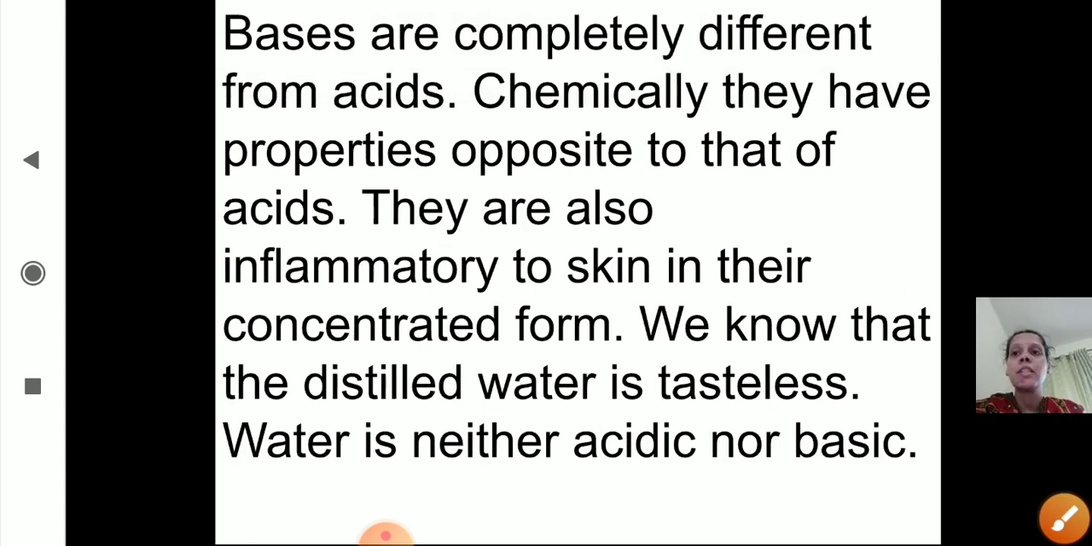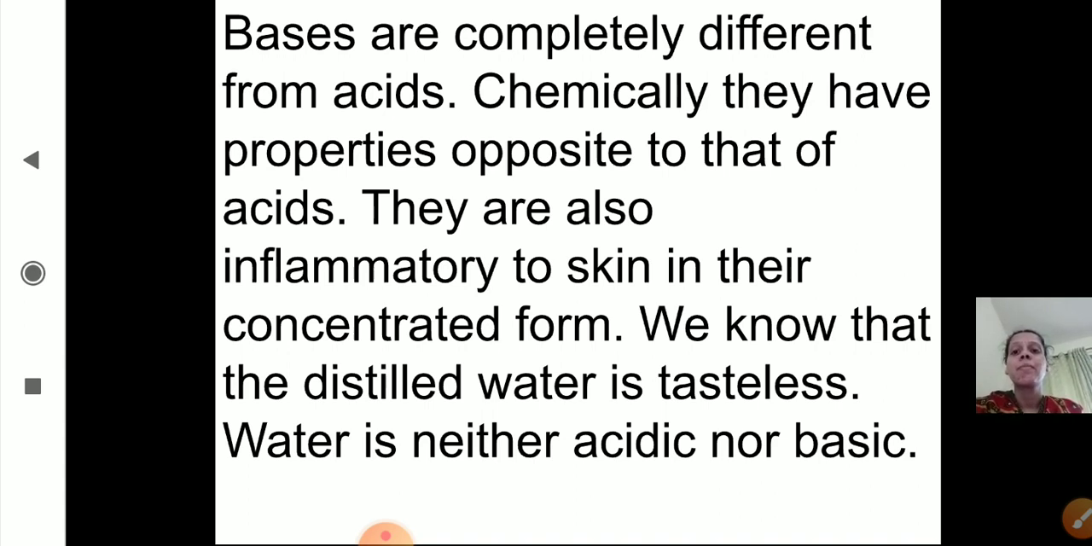Now the next is, bases are completely different from acids. Chemically they have properties opposite to that of acids. They are also inflammatory to skin in their concentrated form. Not only acids but some bases are also inflammatory to the skin in their concentrated form. We know that distilled water is tasteless. Water is neither acidic nor basic. Okay, so this is about bases we have seen.